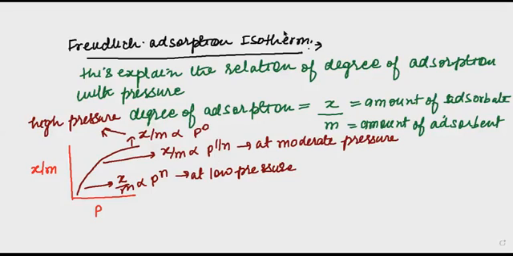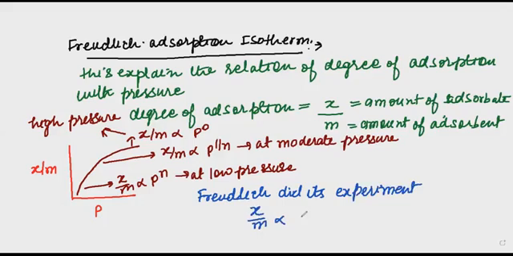What is the point to remember? Freundlich did his experiment and found that x upon m is directly proportional to p to the power 1 upon n. That explains the change in adsorption at moderate pressure, because almost all reactions go on at a moderate pressure. So this law is applicable for moderate pressure.